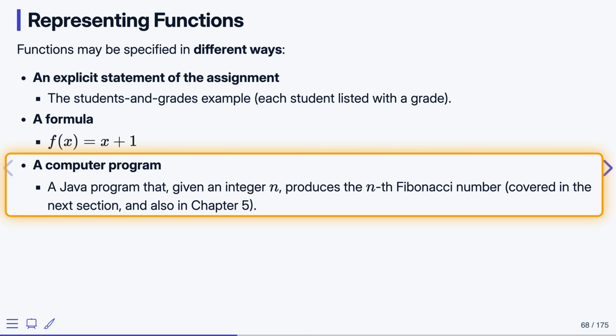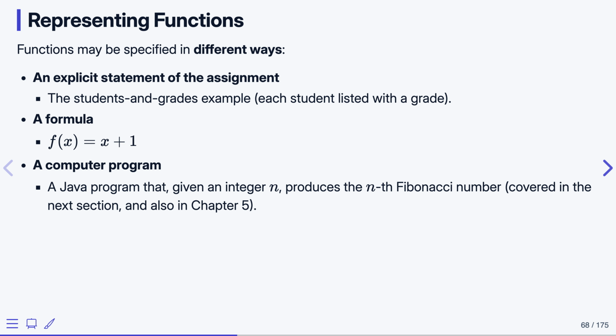Third, a computer program. For example, a Java program that takes an integer n and returns the nth Fibonacci number. All three describe functions, just in different styles. We will meet the Fibonacci numbers again in the next section, and again in Chapter 5.